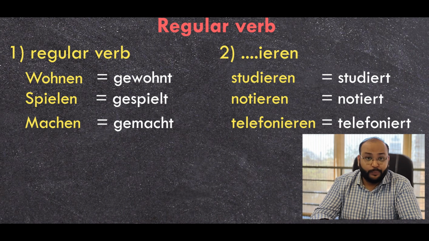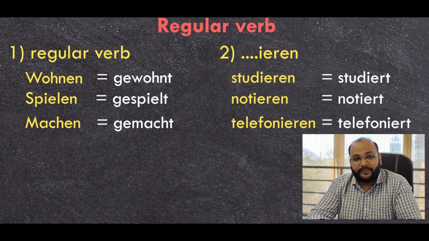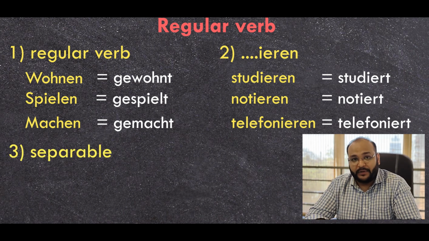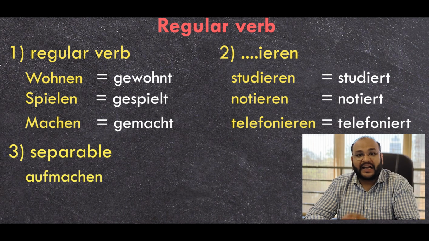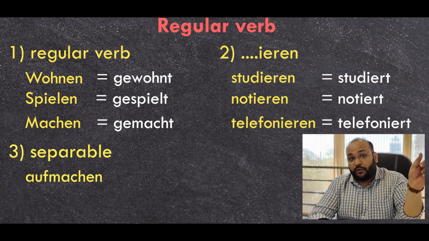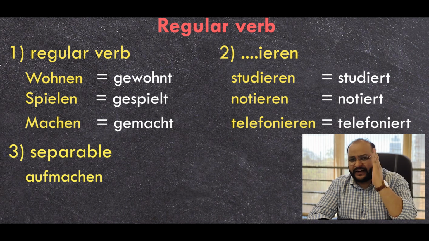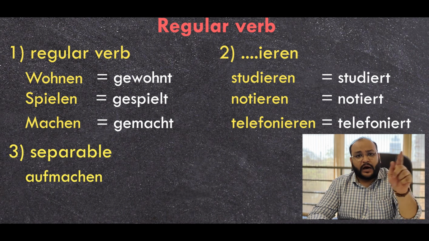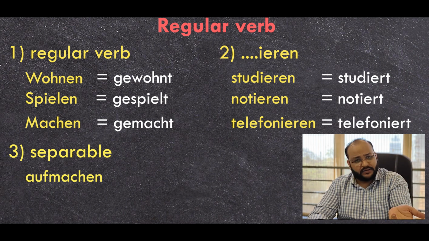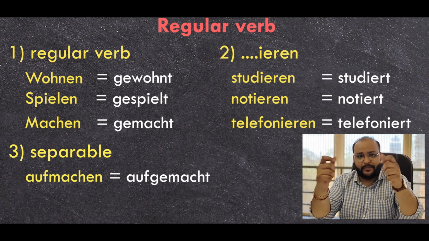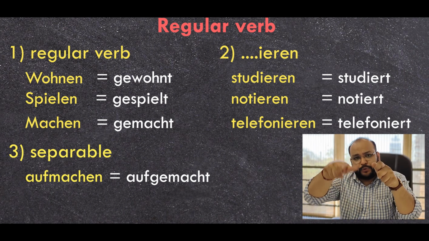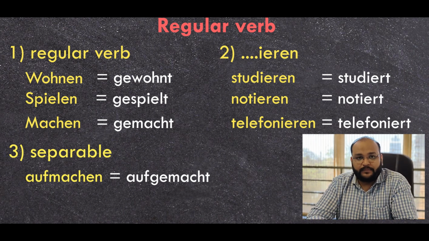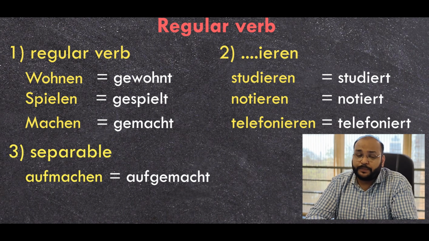Third possibility within regular verbs is a regular but separable verb. So let's say the verb is aufmachen. Machen, we already know, is gemacht. So you have to keep that in mind. There should be no change. So aufmachen, aufgemacht. Simple. Because it's anyway separable, right? So you can separate auf and machen and put ge in between. So auf and then machen is gemacht. Aufgemacht. I hope it's clear and super easy.